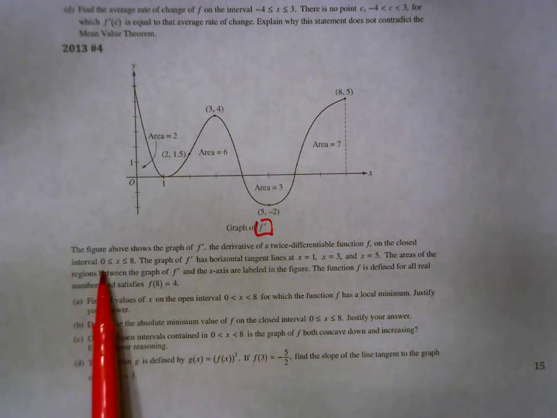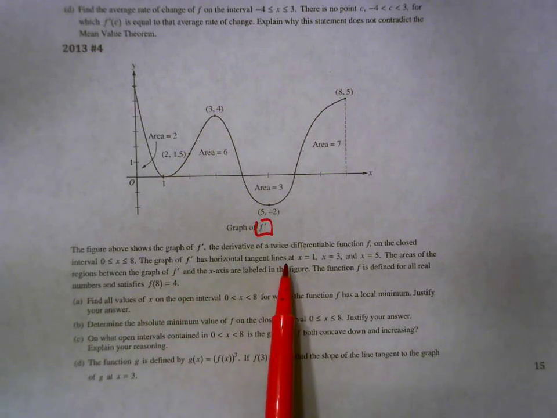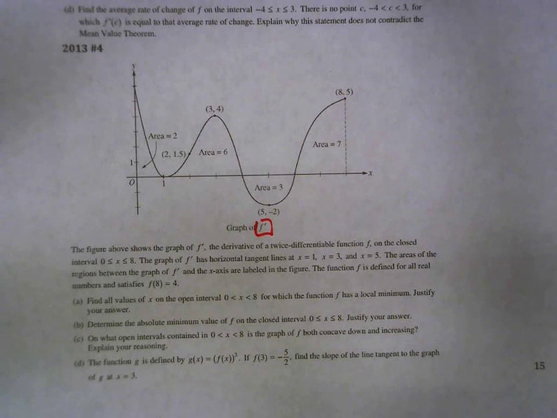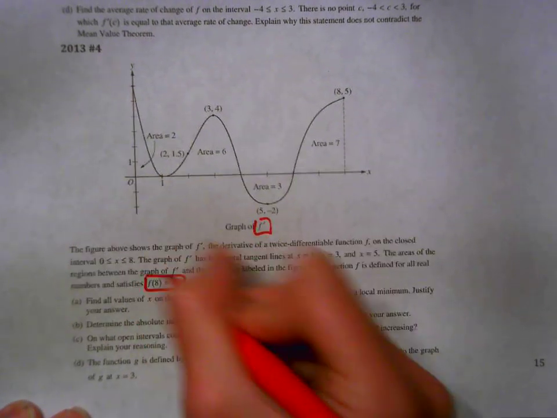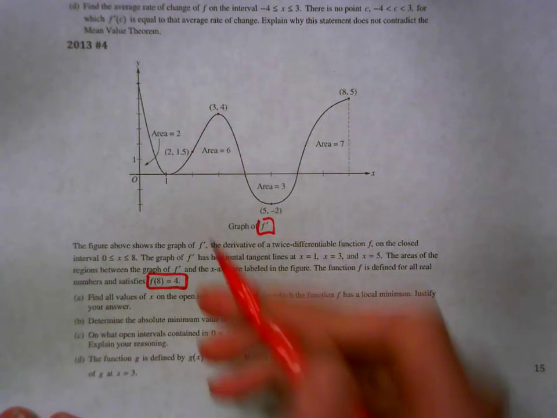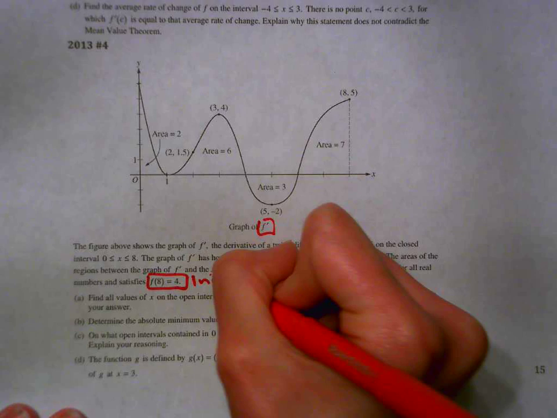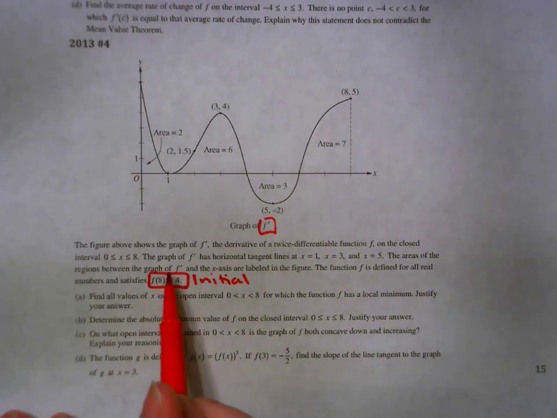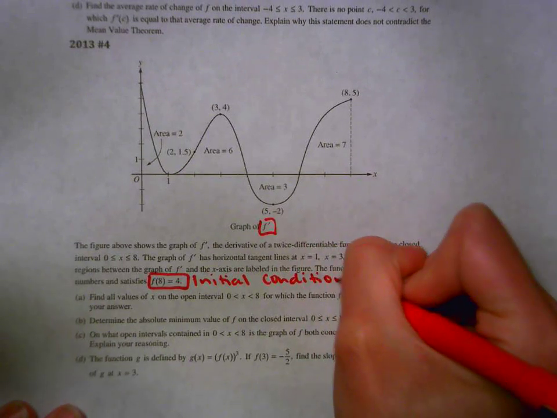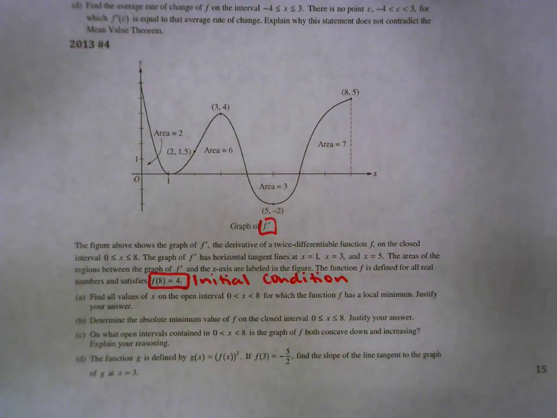On a closed interval from 0 to 8, the graph of f prime has horizontal tangent lines at 1, 3, and 5. The areas of the regions between the graph of f prime and x are labeled. The function f is defined for all real numbers and satisfies f of 8 equals 4. So they're giving you an initial condition. That's probably important, so let me go ahead and label that. It might help if you start doing that too, so you don't forget that little piece. We might not need it right away, but we're probably going to use it at some point.